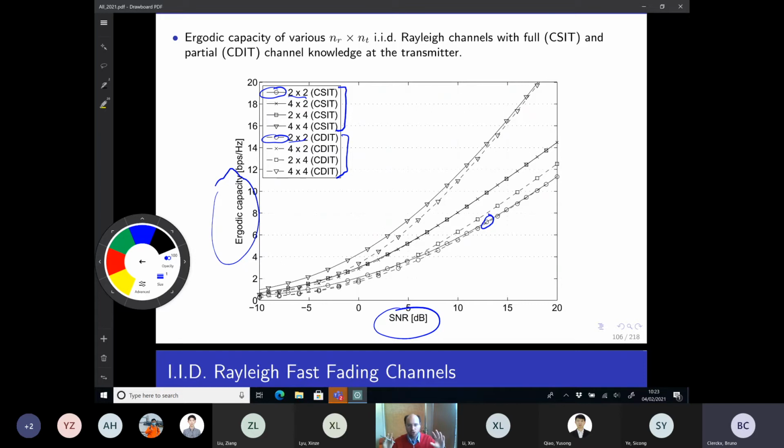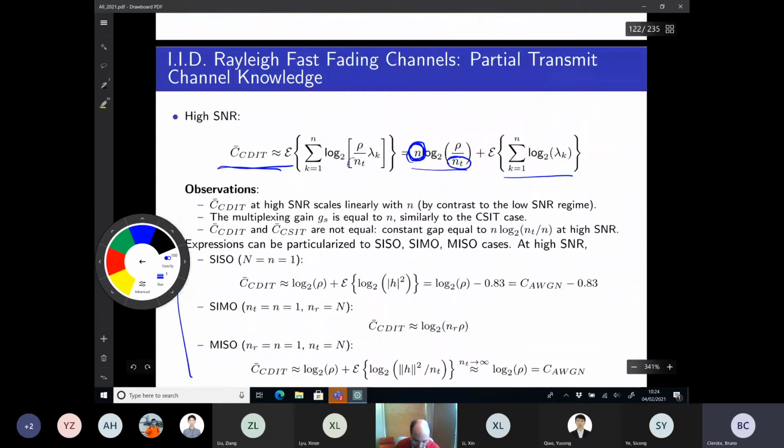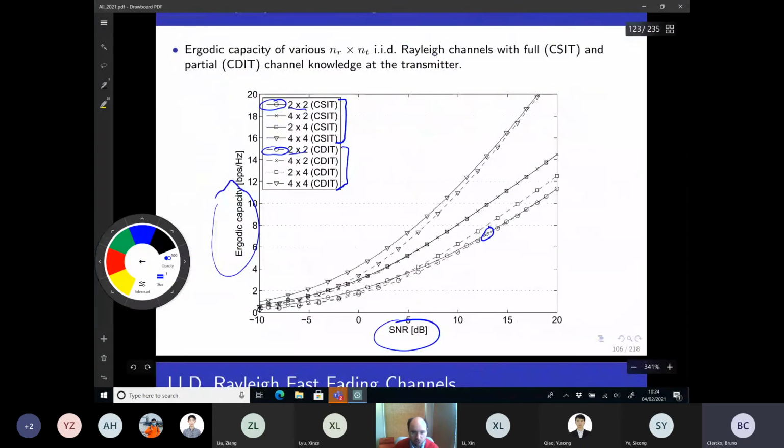I have a 2x2 MIMO channel. At high SNR, remember, if I have high SNR and I know the channel at the transmitter, so I have CSIT, I do water filling, but at high SNR, I allocate power uniformly across the two data streams, right? This is actually the same as what we do with CDIT. With CDIT, we have this 1/NT, which is equal to 1/2, right? So in both cases, if I know the channel at the transmitter or if I don't know it, my ergodic capacity at high SNR is the same.